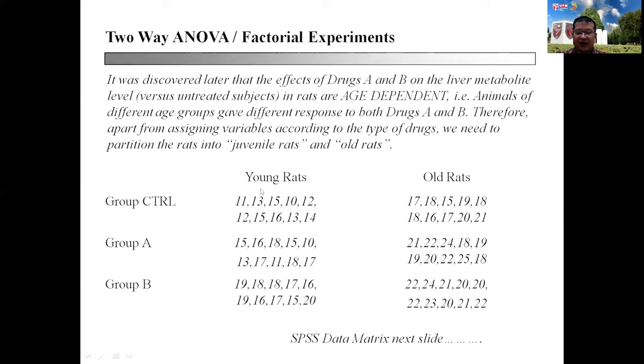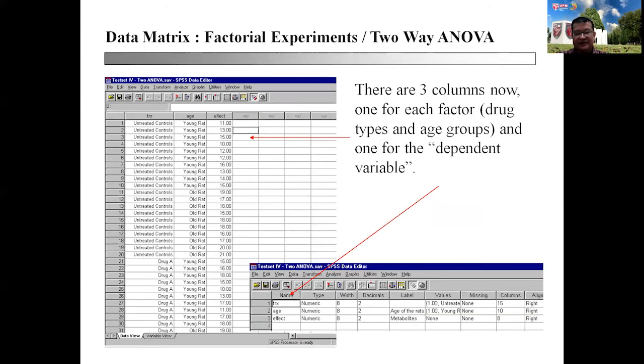And within each block, you have 6 individuals. So how do you key this into the SPSS? Well, this is actually how you do it. Just remember, in SPSS, one column means one factor.